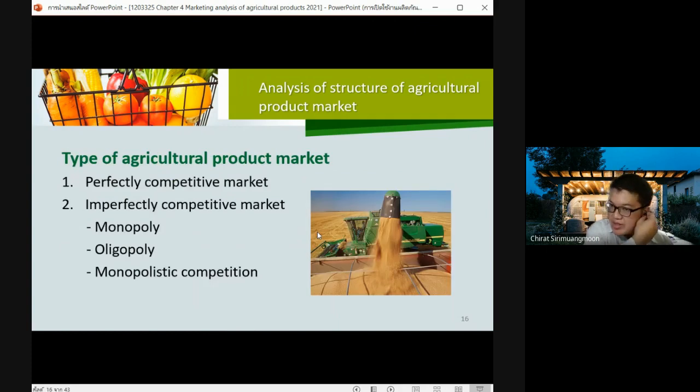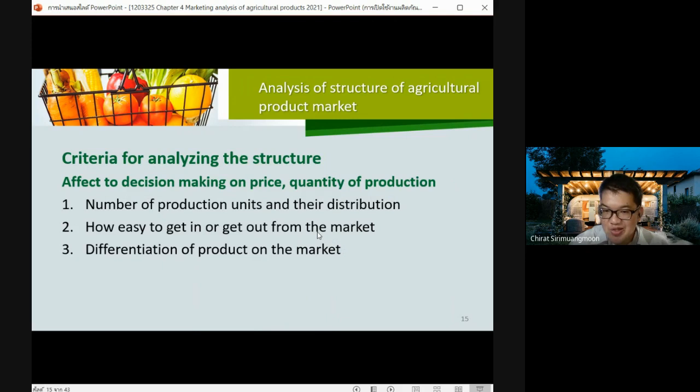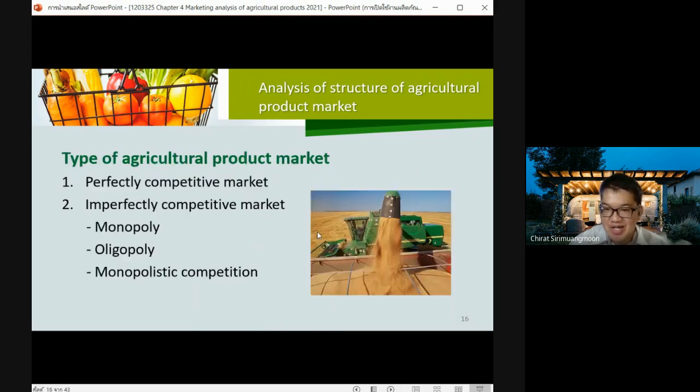Then, in terms of the structures, we need to think about three things that I just talked about: the number of production units, how easy it is to get in and get out, and the differentiation of the product. We use these criteria to classify the types of agricultural markets here.